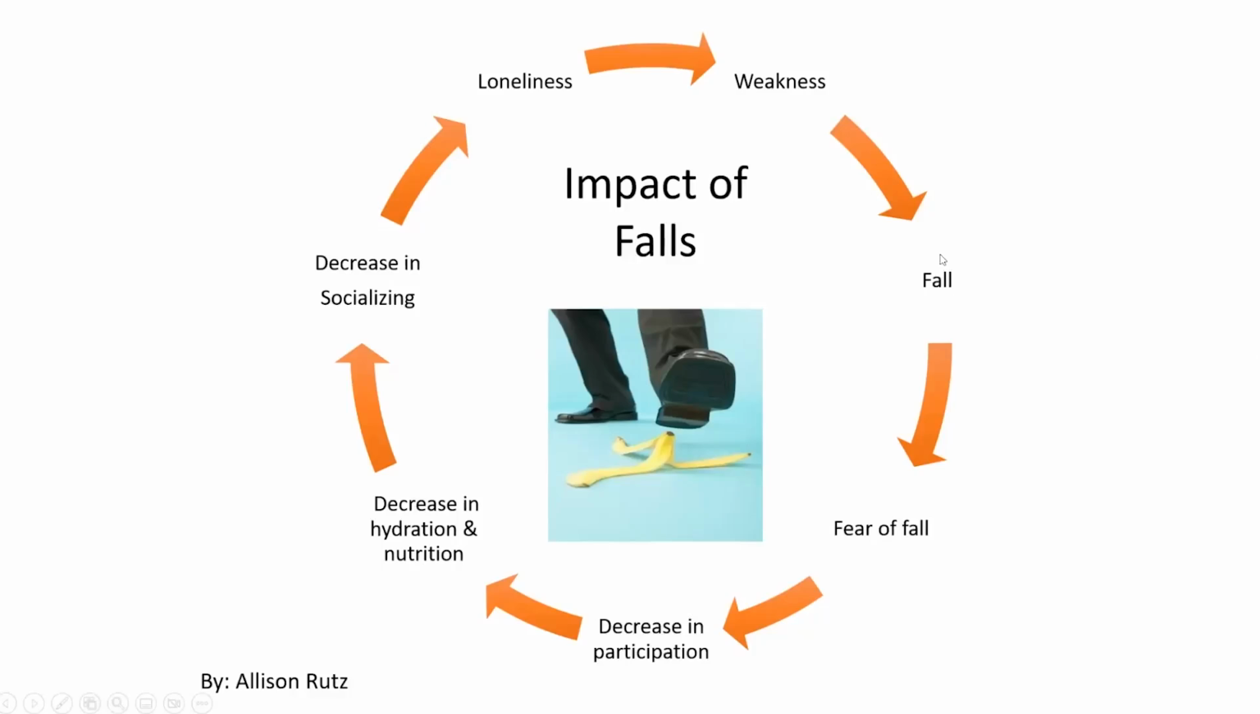A fall for an older adult will cause, in most cases, fear of falling. This fear of falling decreases their participation in ADLs, which makes them not eat or drink. For example, they might not want to eat because they don't feel safe with mobility in the kitchen, especially if they're using a walker where they have to keep their hands on the walker. Or they won't want to drink water because then they'll have to go up and participate in toileting. And so then they get dehydrated, which can make them weaker. And then they don't go out and socialize because they don't have that confidence from the fear of falling and they're weaker.